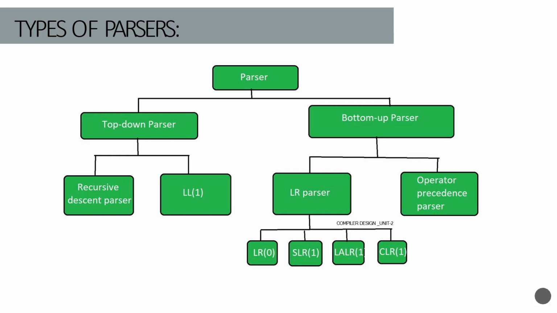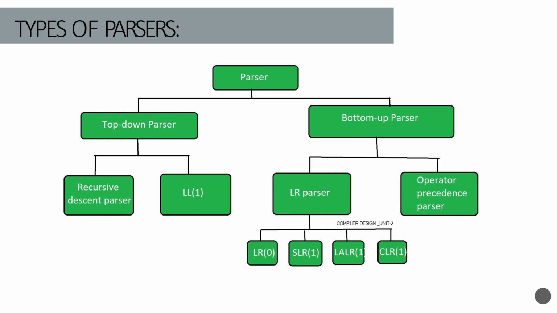What are the types of top-down parser? There are two types. One is the recursive descent parser. The second one is LL(1). The bottom-up parser mainly classifies into two types. One is the LR parser and the other is the operator precedence parser. The LR parser in turn is divided into four categories. The first one is LR(0). The second one is SLR, which means simple LR parser. The third one is the LALR parser, that is LALR(1). LALR(1) means look-ahead LR parser, and the CLR parser means canonical LR parser.